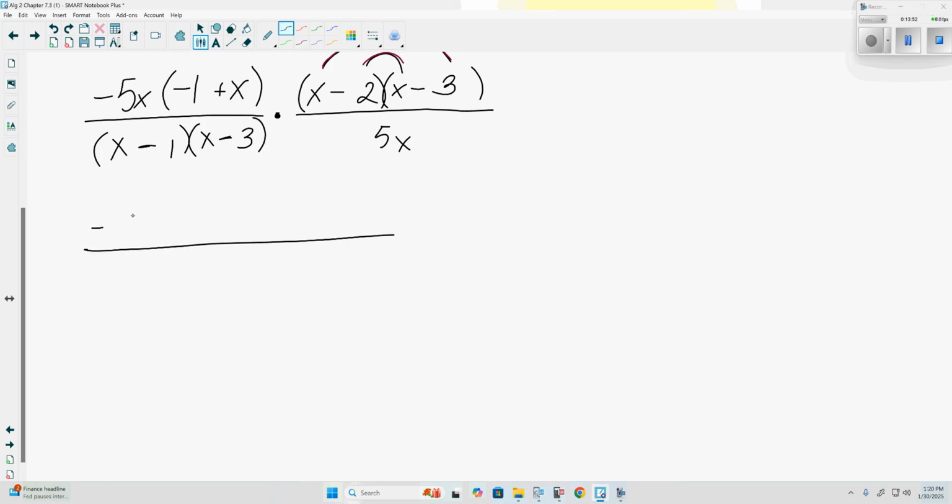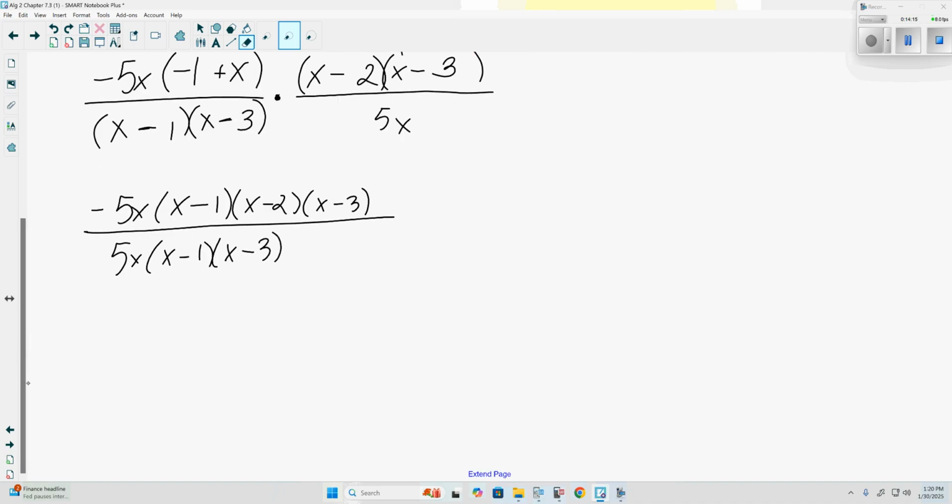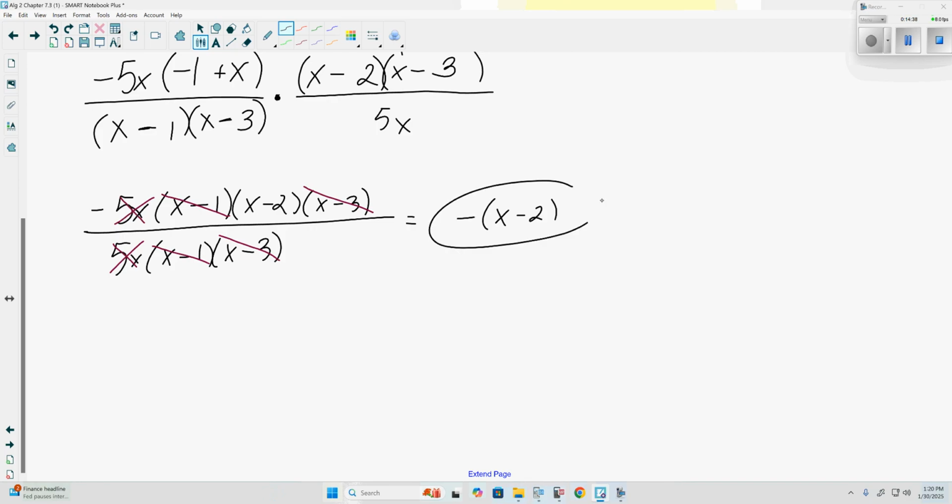All right, we're going to multiply these together. On top we have the negative 5x, and we can flip that around and say x minus 1 times 2 times x minus 3, in a set of parentheses. Over on bottom, we have 5x times x minus 1 times x minus 3. Let's see what simplifies. Well, x minus 1 and x minus 1. X minus 3, x minus 3. We also have the 5x and 5x. Leaving us with the x minus 2, but we also have the negative.